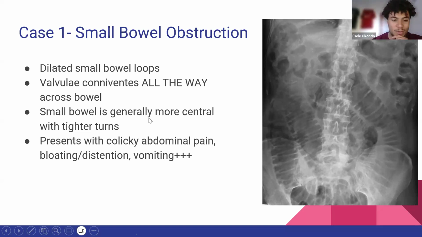The small bowel is generally more central, generally has tighter turns, but the best rule to use is to look at those lines. It presents with colicky abdominal pain, bloating or distension, and vomiting plus plus plus. So if you have a patient profusely vomiting with bloating or distension, then you could think small bowel obstruction. And they may also have green vomit if there's bile involved, depending on what level the obstruction is.